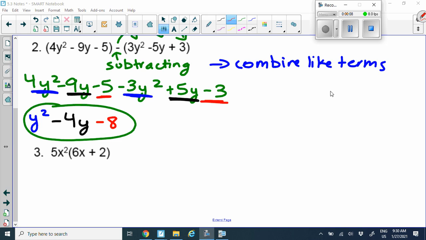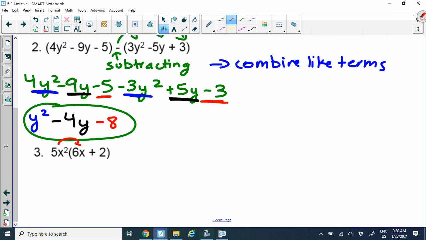We have 5x squared, and notice between the 5x squared and the parentheses, there's no addition or subtraction. That is when you know you need to multiply. So if you don't ever see a subtraction or addition, that's when you multiply. So what we're going to do is take our 5x squared, and distribute it to every term behind it. So when we do this, we're going to multiply the numbers.